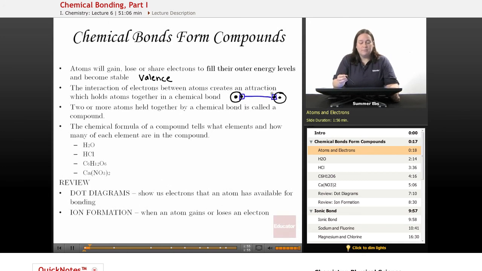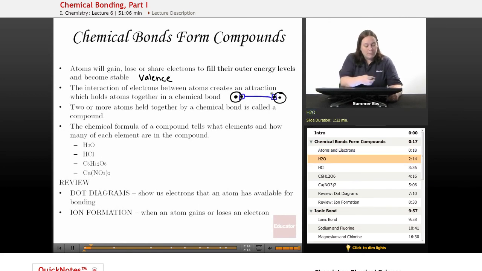When two or more atoms are held together by a chemical bond, what's formed is a compound: two or more atoms held together by a chemical bond. The chemical formula of a compound is the way to describe what's in the chemical compound. It tells what elements and how many of each element are in that compound. I've written a couple of chemical formulas here, starting with this one, H2O. You might have heard of this before because it's water, very common in your everyday life. H2O is the chemical formula for water. The H refers to hydrogen.